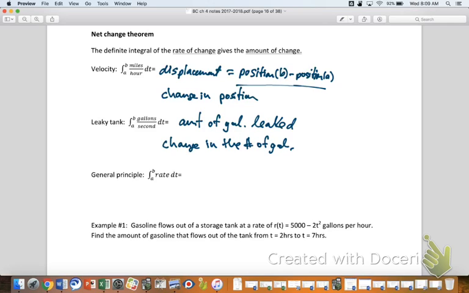Again, I'll say it. The definite integral of a rate of change gives the amount of change. So gallons per second is a rate of change. The definite integral of that will give you the change in the amount of gallons, or change in the number of gallons. That's the general principle. The definite integral of a rate gives you the net amount of change.